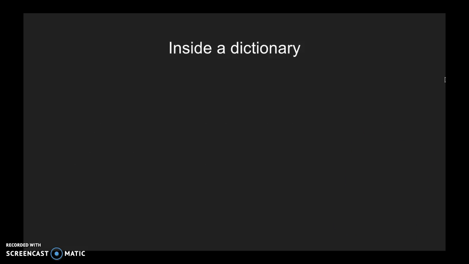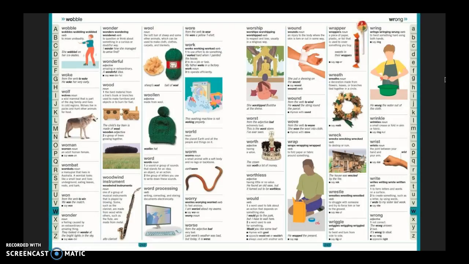Now let's take a closer look inside a dictionary. Here's a page from a children's dictionary. The first thing I want to point out to you here is this guide word up at the top. The guide word is wobble. A guide word, the first guide word on the page, tells you which word comes first on that page, and in this case, the word is wobble.